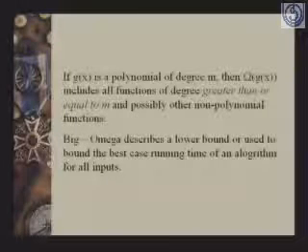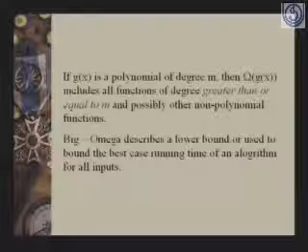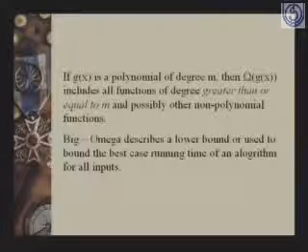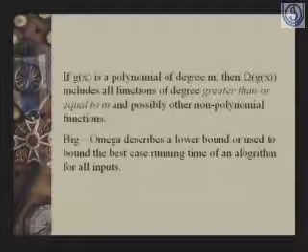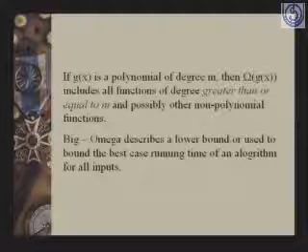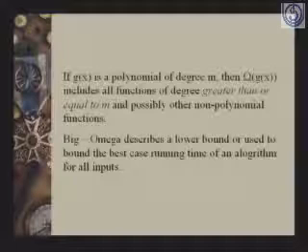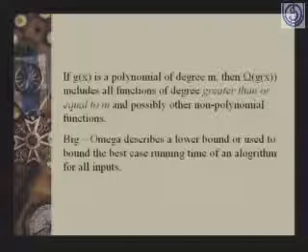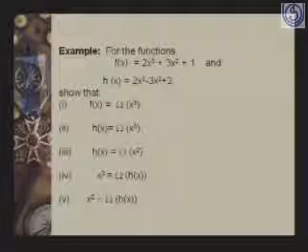If g(x) is a polynomial of degree m, then omega g(x) includes all functions of degree greater than or equal to m and possibly other non-polynomial functions. Big omega describes a lower bound, used to bound the best case running time of an algorithm, whereas big O measures the worst case. Again we will solve some problems in the case of big omega.